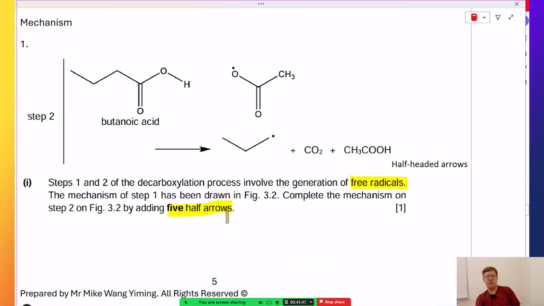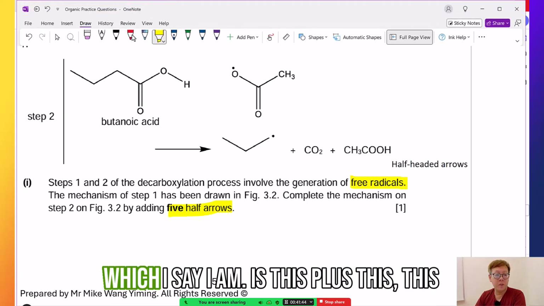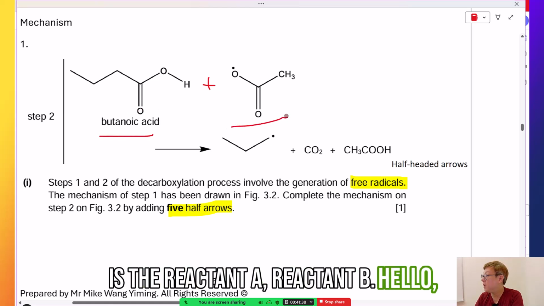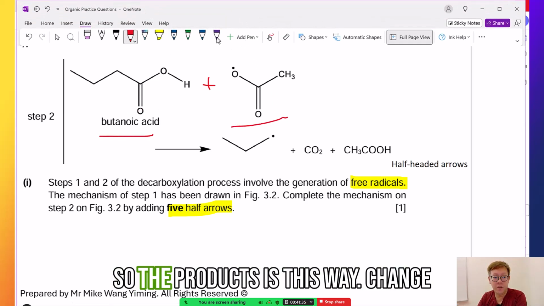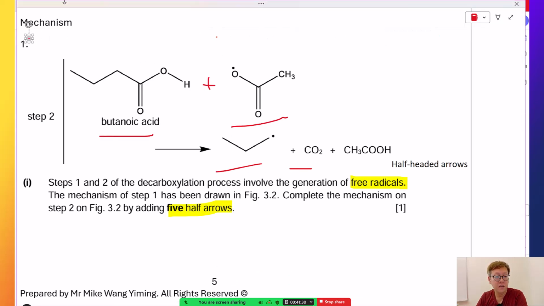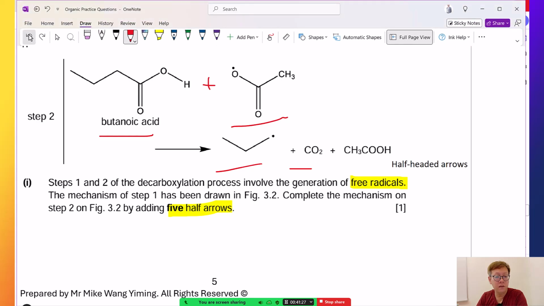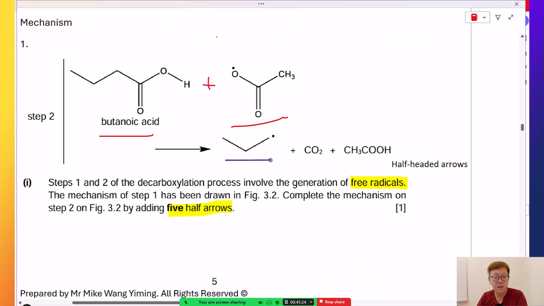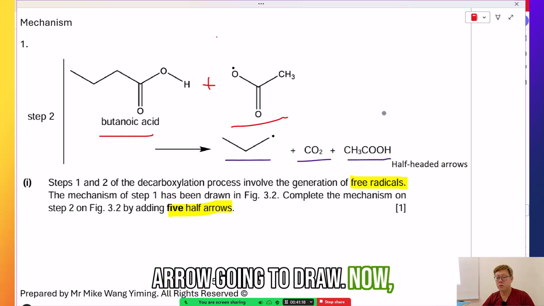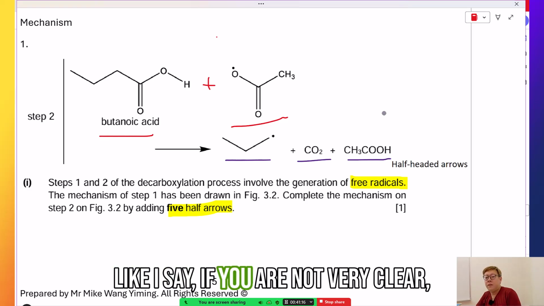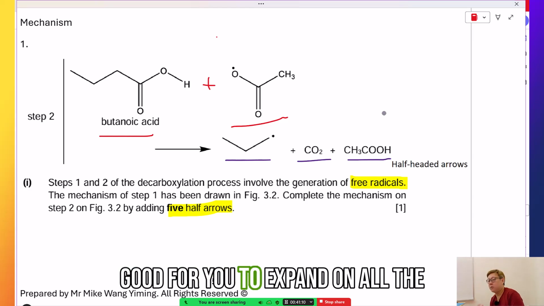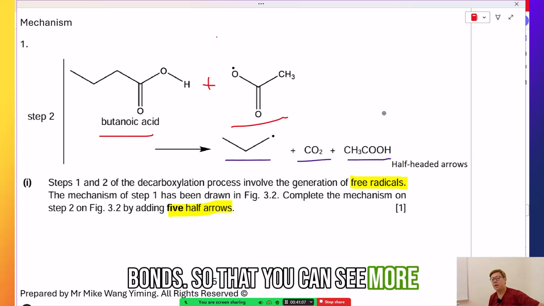Sorry, if you are getting a bit confused, which actually I am, this plus this is reactant A, reactant B, follow? Then you get the products. So the products is this, wait, change color. The products are this. Get it? So you have 5 half-headed arrows. Go and draw. Like I say, if you are not very clear which atom is which, it will be good for you to expand out all the bonds so that you can see more clearly.